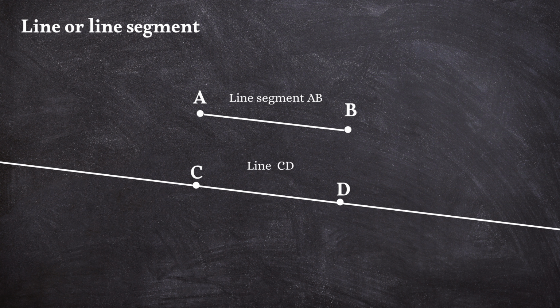The difference between a line segment and a line is that a line segment has a beginning and end. It starts at one point and it ends at another. Whereas a line doesn't, a line keeps on going forever in both directions. But since we can't actually draw a line that goes on forever, what we do is draw an arrowhead on both ends of the line to show that it keeps on going.